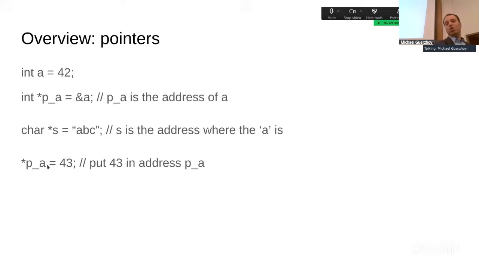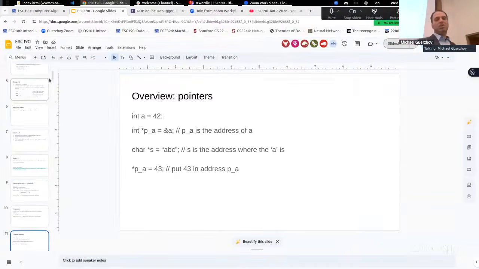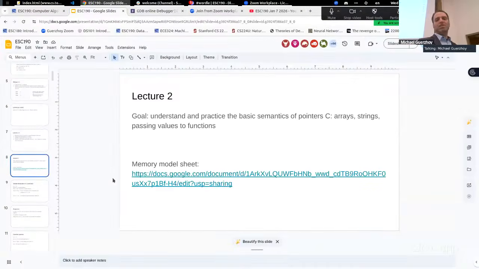You can go and change the value at an address. So I can say, for example, star PA is equal to 43. So PA is the address where A is. So star PA equals 43 is put 43 in the address PA, which means put 43 into A. So let's do that on the memory table diagram.